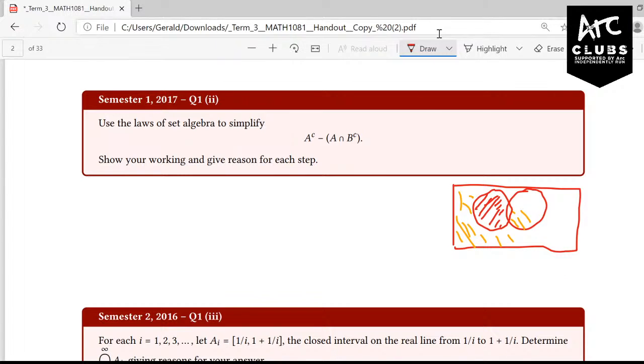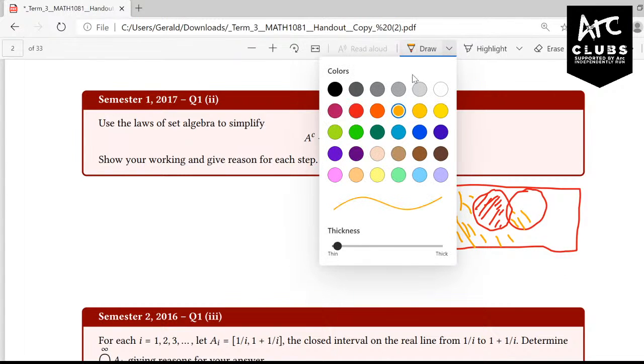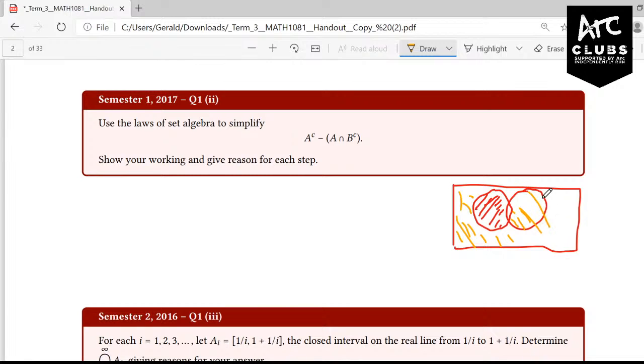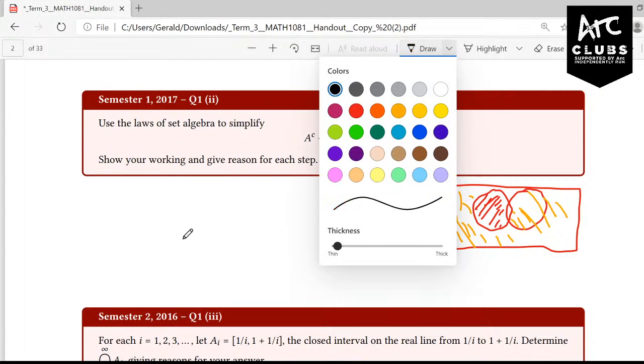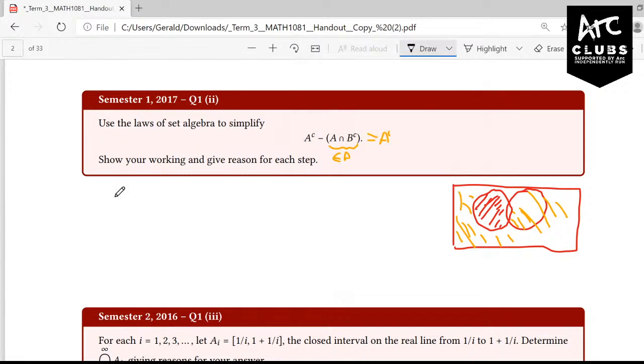Cool. So basically, what you should end up with is something like this. We think that it should be equal to A complement, because this is always going to be contained in A. So if you're taking away elements in A, then you're not really taking anything away from this set here. So that means we think that it should be A complement. So let's prove that this is true. I'll use black. So how do we do this?